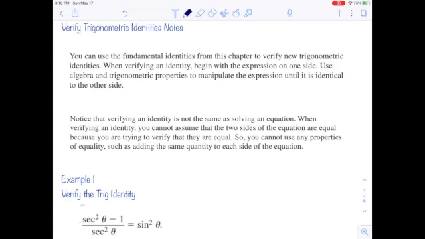Welcome back, everyone. Today we are moving on from simplifying our trigonometric expressions into verifying trigonometric identities. So we need to talk. Think back to geometry. You remember the word proof? Well, that's what we're doing today, just not like we did in geometry. We're actually doing actual proofs of trigonometric identities. So let's talk about how we're going to do that.